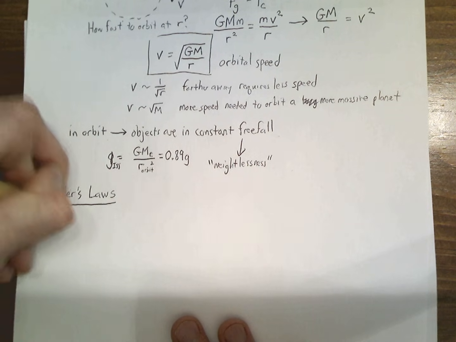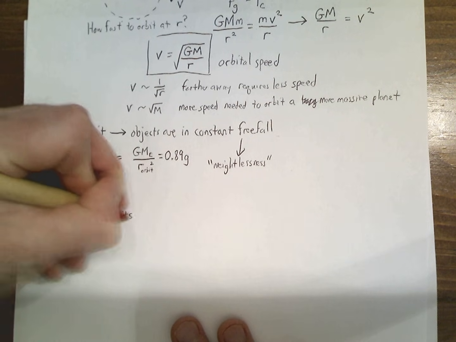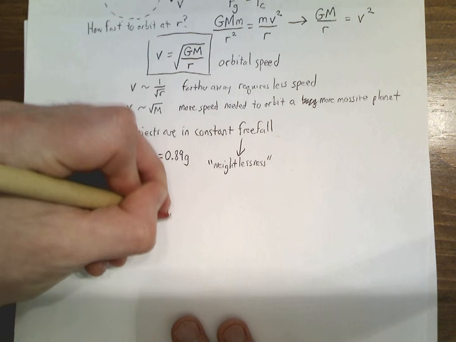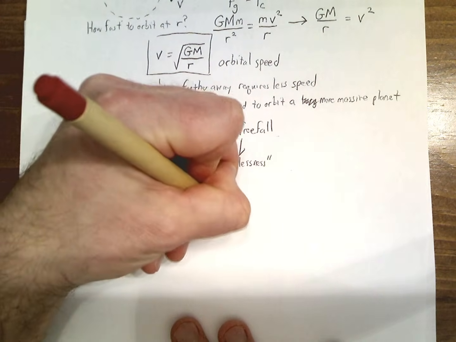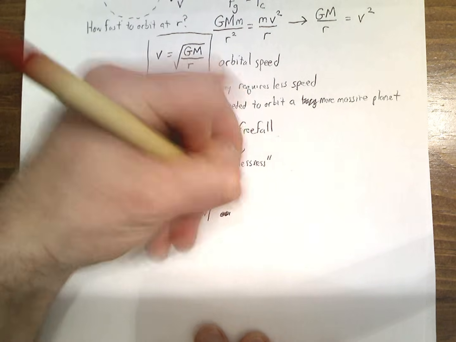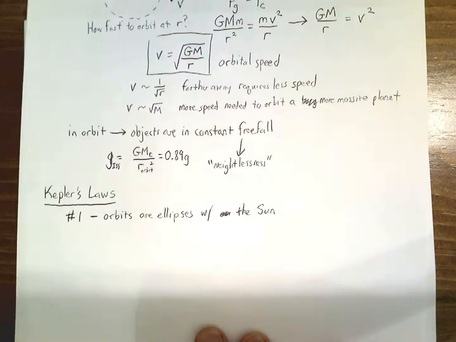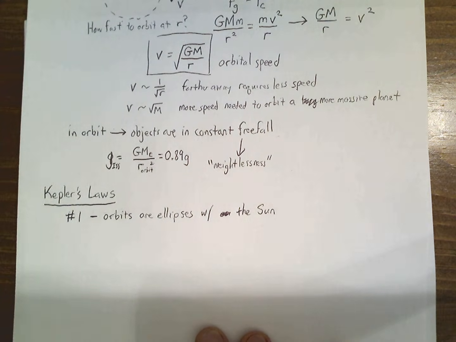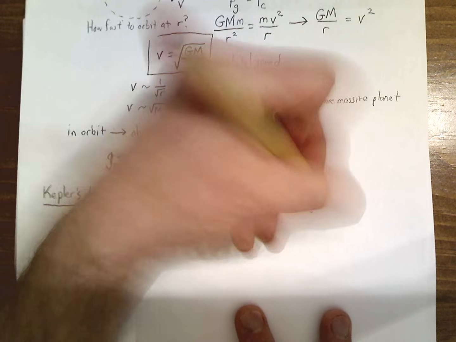Other orbits are going to be more elliptical. So Kepler's law number 1 says orbits are ellipses with one focus at the larger object, with the sun. He was looking at planetary motion specifically, but these can be applied to anything orbiting anything else. Orbits are ellipses with the sun at one of the foci.